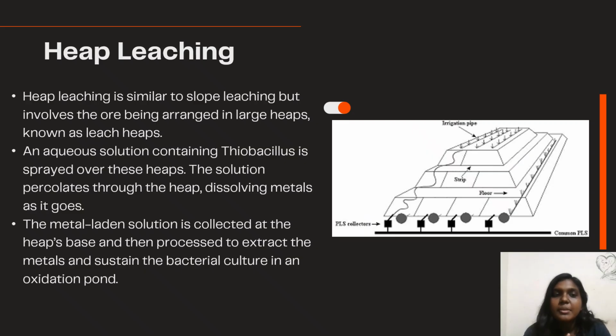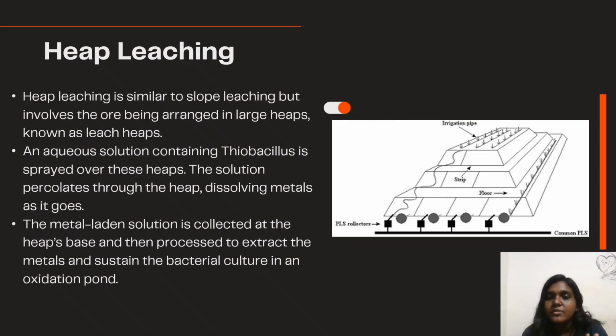So now we'll see about heap leaching. Heap leaching is a process similar to slope leaching, but it involves the ore being arranged in large heaps known as leach heaps. An aqueous solution containing Thiobacillus is sprayed over these heaps. The solution percolates through the heap, dissolving metals as it goes. The metal-laden solution is collected at the heap's base and then it is processed to extract the metals and sustain the bacterial culture in oxidation form.